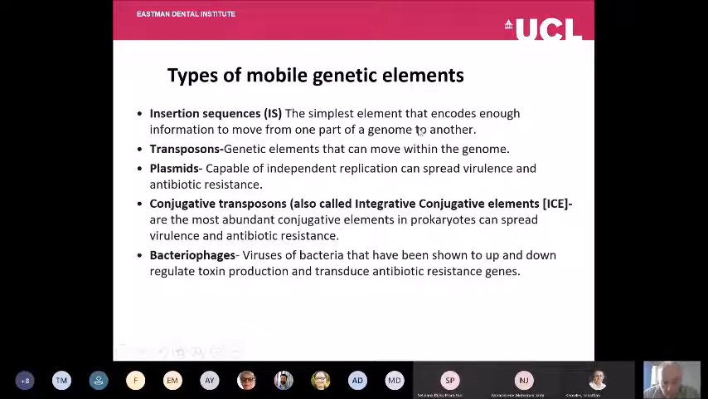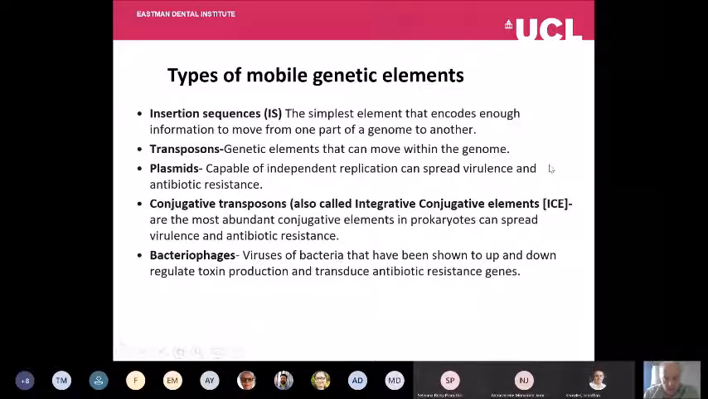The next level up in complexity is the transposons, and these are genetic elements that can move in the genome, but what differentiates them from the insertion sequences is that they often contain accessory genes that are not involved in their own transposition. So quite commonly they can encode antibiotic resistance genes, but they can encode lots of other things as well. And more complex still, we come to the plasmids.